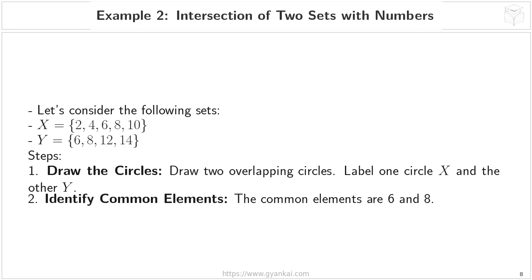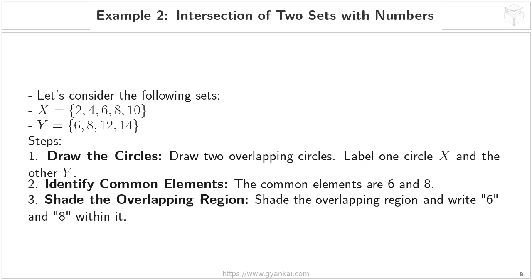Step 2 is to identify the common elements. So, looking at both set X and set Y, what numbers do they both have? If you examine them carefully, you'll see that the numbers 6 and 8 appear in both sets. Those are our common elements. Finally, step 3, we shade the overlapping region of our Venn diagram. This shaded area represents the intersection, the elements that belong to both X and Y, and within that shaded region, we write the numbers 6 and 8.